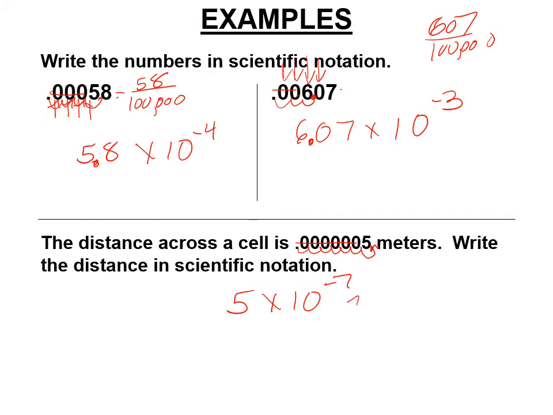And since this is a word problem, we're going to actually put a word on it. Meters. 5 times 10 to the negative 7th meters. And by the way, we don't tend to say negative cubed or negative squared. We just say negative 3rd power, negative 2nd power.